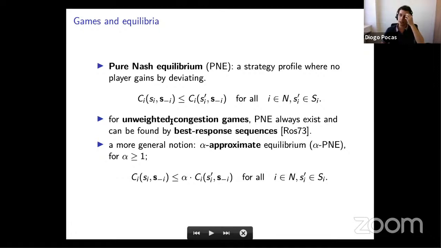For the unweighted case, when our players have the same weight, we know that pure Nash equilibria always exist. This was known since the 70s. But in general, for the weighted case, exact equilibria are not guaranteed to exist. Therefore, from a computer science perspective, the notion that we can look at is that of an approximate equilibrium, or alpha PNE, where this alpha quantifies how much we are willing to lose on our equilibrium guarantee.